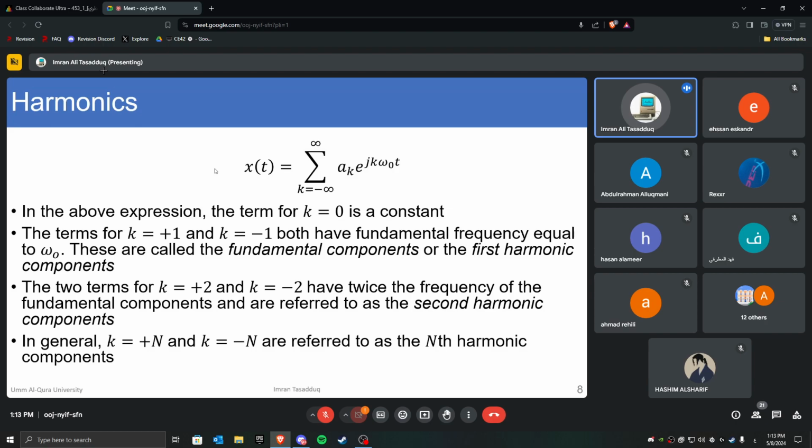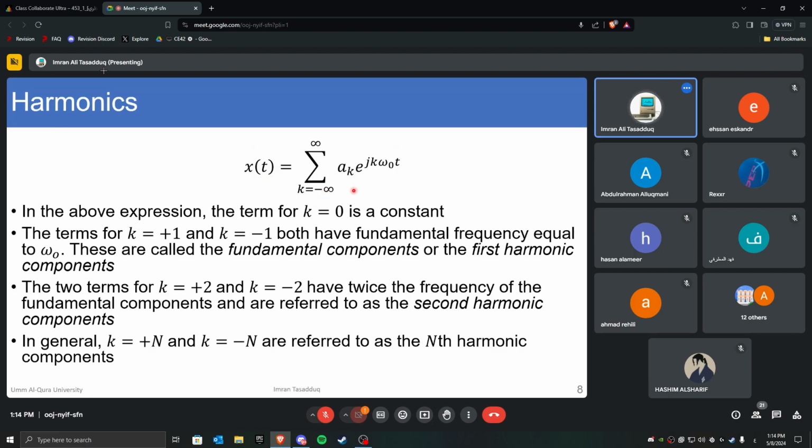So x of t is your signal. Let me try to show it through a laser. This x of t is your signal, which is a periodic signal. Remember, we are talking about Fourier series, which is only for periodic signals. For non-periodic signals, we have a Fourier transform that we will talk about in the next chapter. So this is our signal x of t, and what Fourier says is that you can write the equation of this signal as this summation, right?